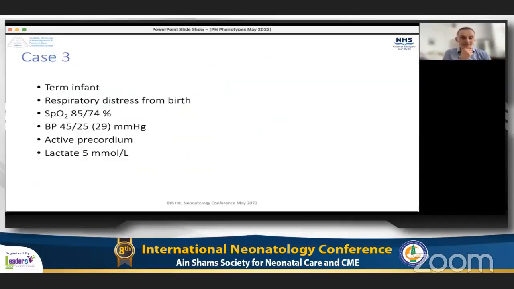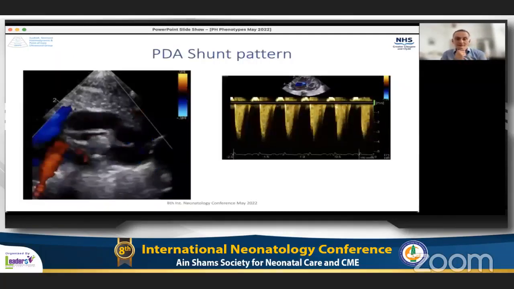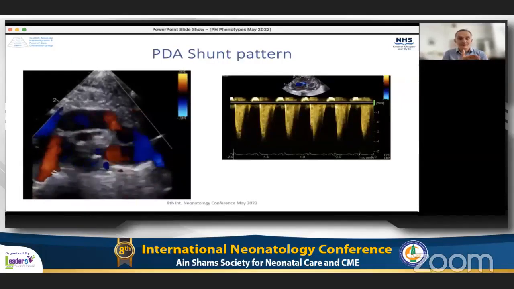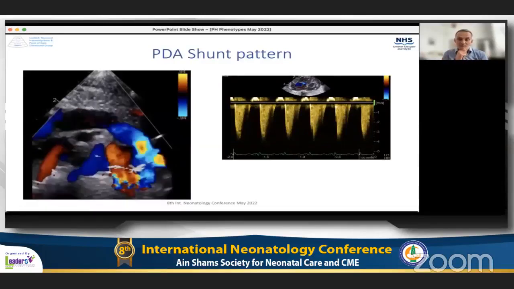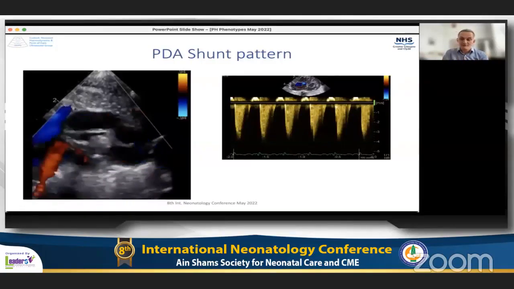Let's move on to the third case. A term infant, respiratory distress from birth, hypotensive, hypoxic, and acidotic. So they fit our clinical picture of PPHN hypoxic respiratory failure. On echocardiogram, they also have a predominantly right to left shunt in their PDA and an increased tricuspid regurgitation jet velocity, as you see on the right panel, indicating elevated pulmonary artery pressure.